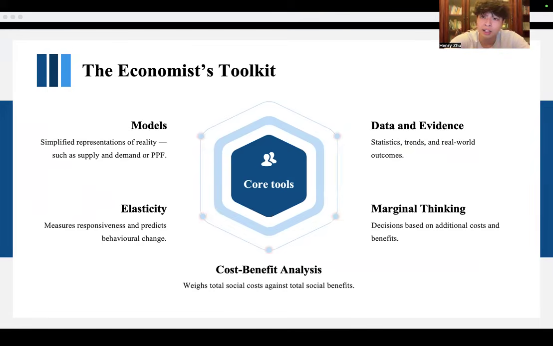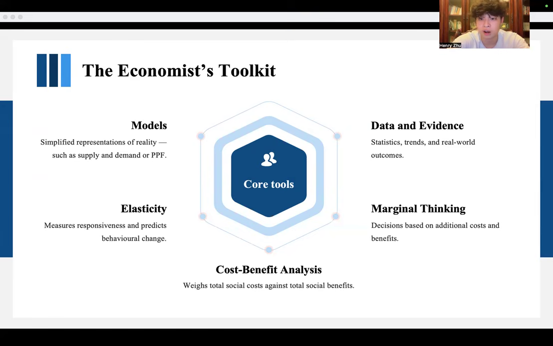So, what exactly is in an economist's toolkit? The first tool is models. Models simplify reality so we can understand complicated situations. Think about supply and demand or the production possibility frontier. The second tool is elasticity. Elasticity helps us predict how people will respond when prices or income change.